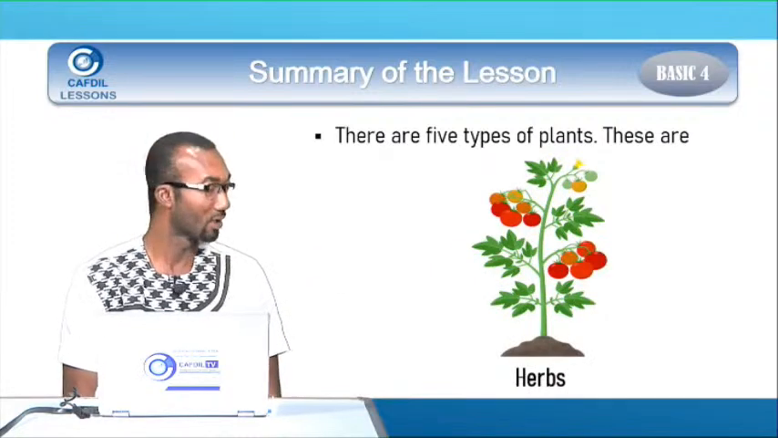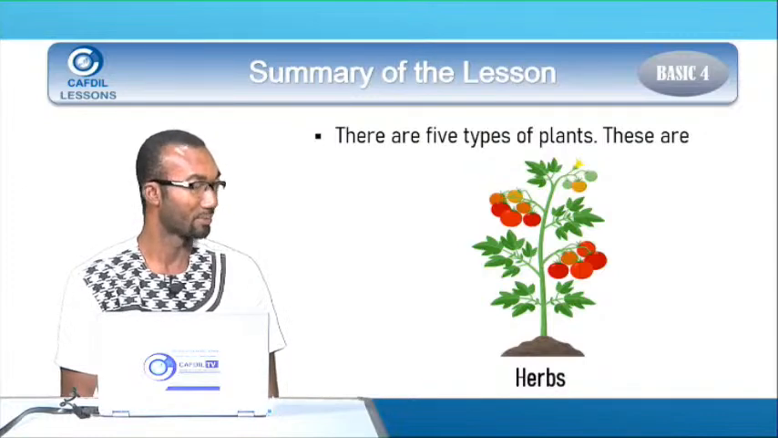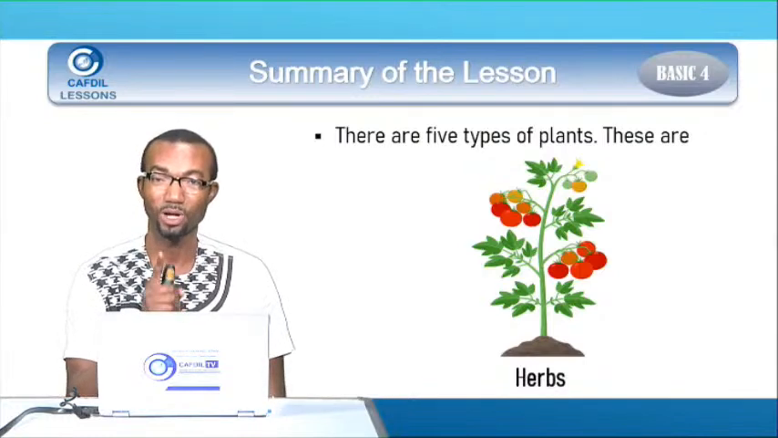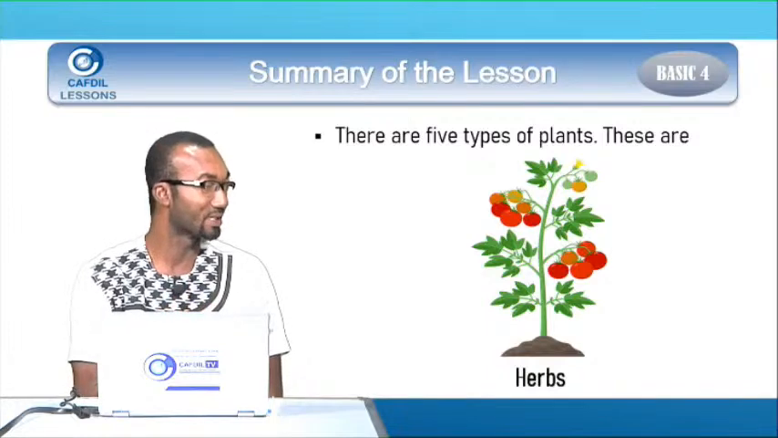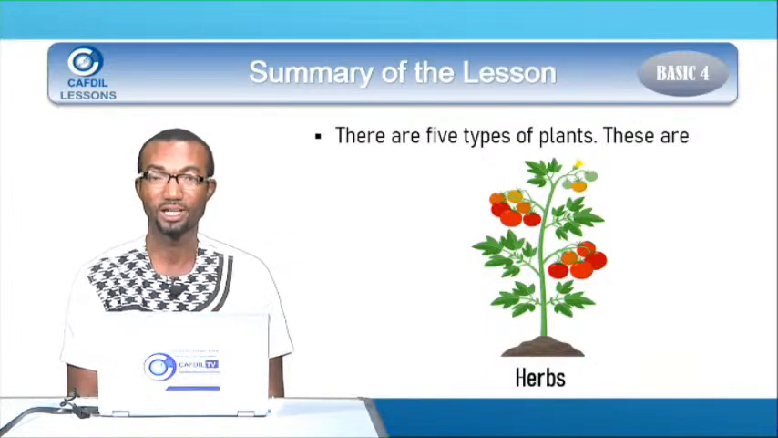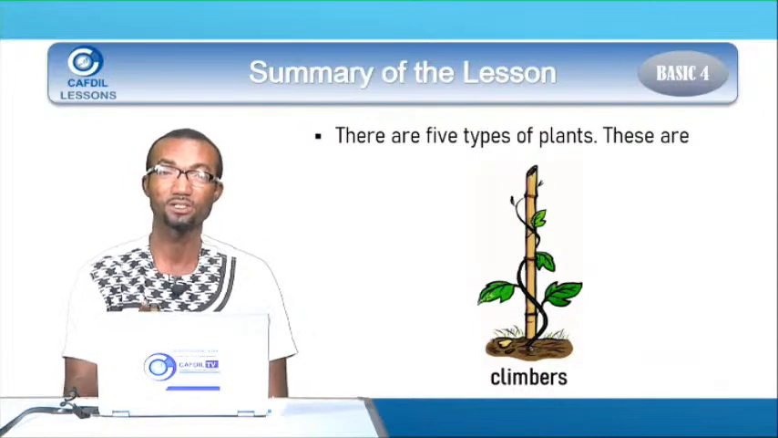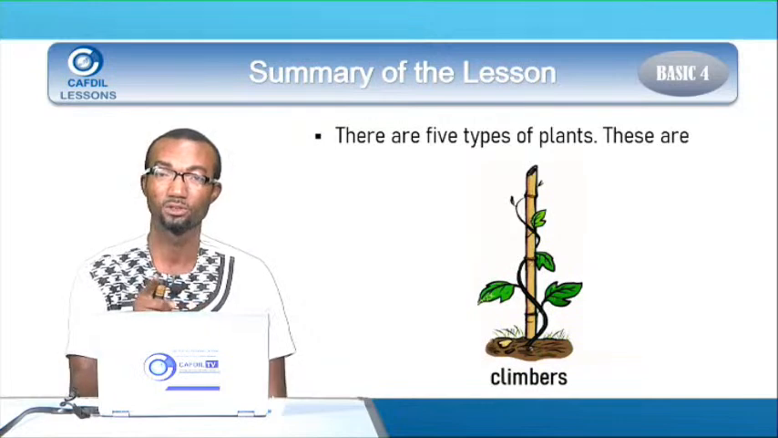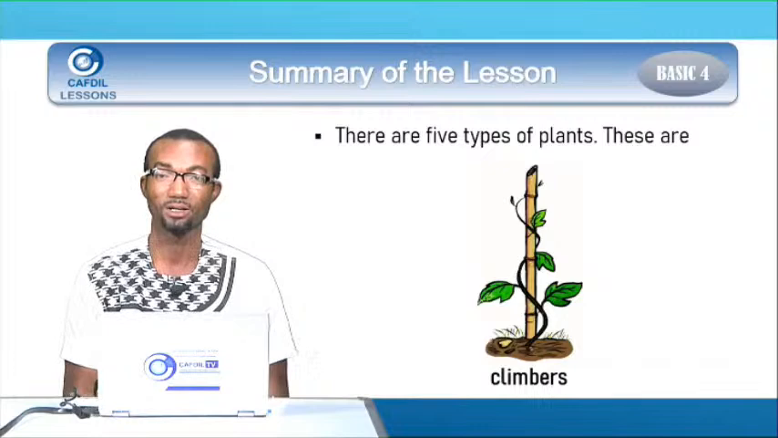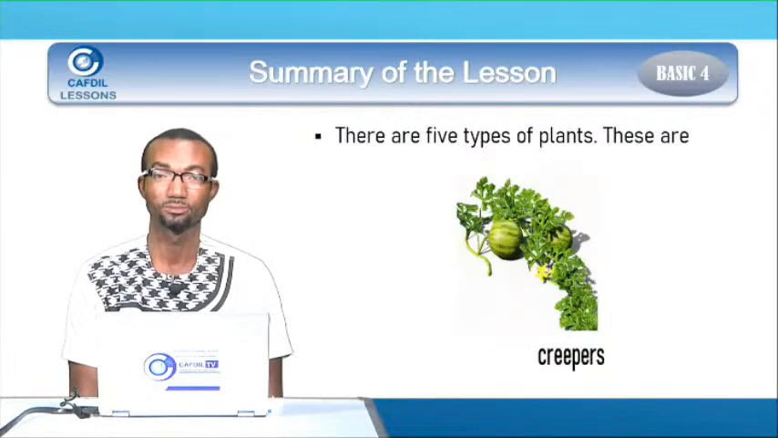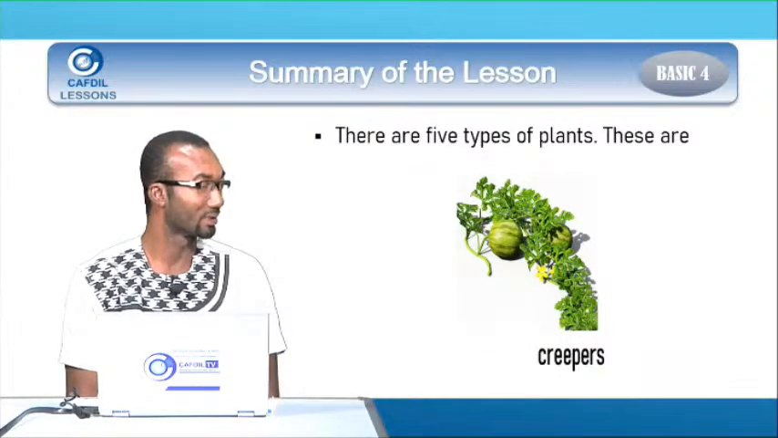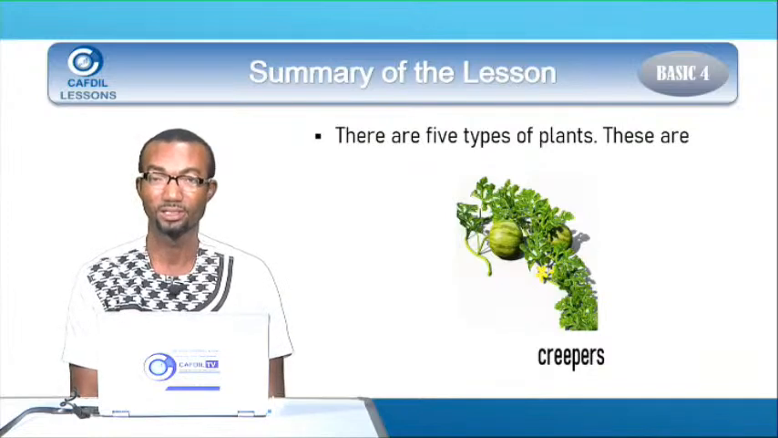The third one is the herbs. One thing that you can use to identify this type of plant is their green stem. And then we also looked at climbers. We said they cannot stand straight unless you give them support, or they will find their own support through the fence or on a wall, because their stem is weak and cannot stand upright. The last one we looked at is the creepers. They creep on the ground.